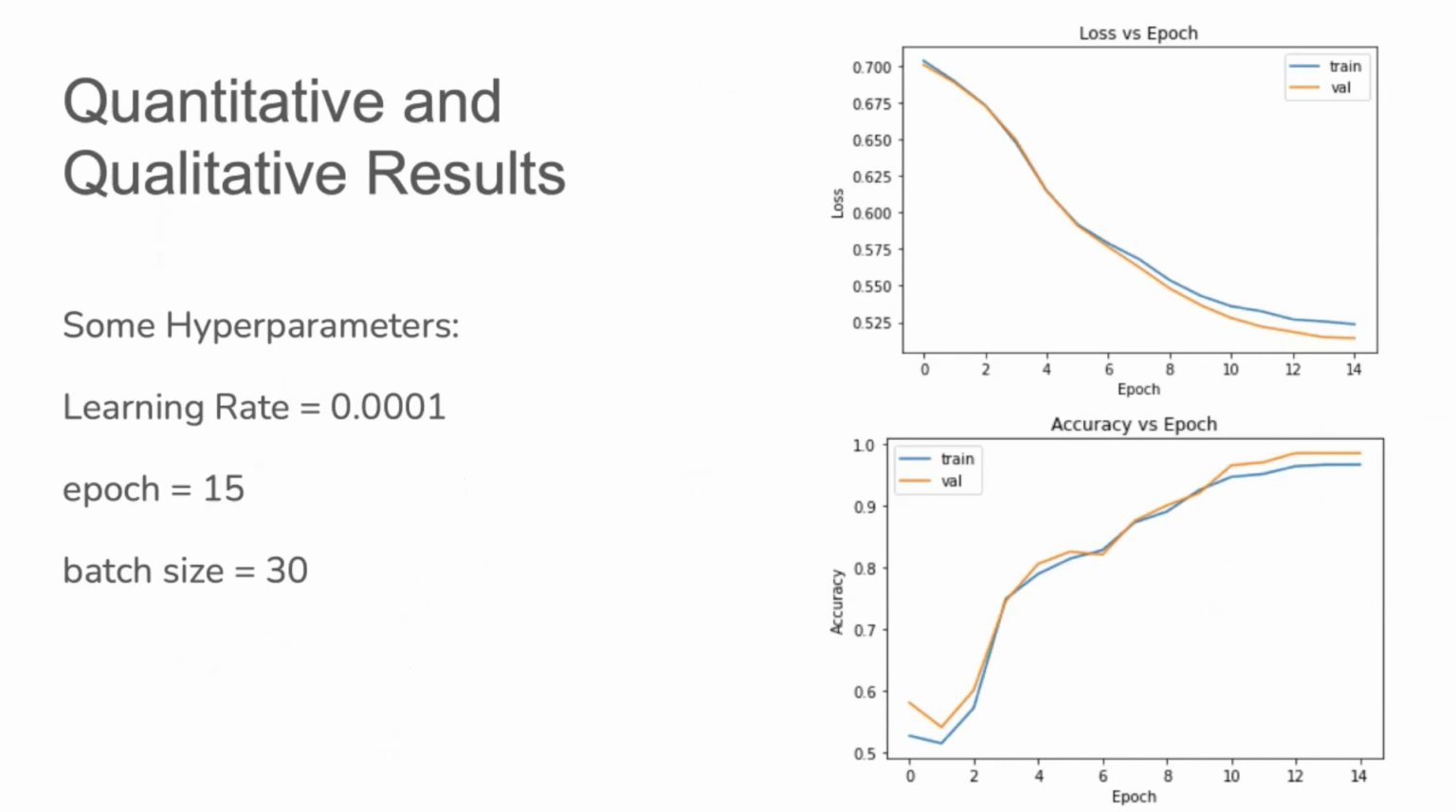So here's a summary of the qualitative and quantitative results we obtained with our best model. On the right-hand side, we have the training and validation loss and accuracy curves. From these plots, we can clearly see that our model is not overfitting or underfitting. And with a batch size of 30 and a learning rate of 0.0001, the model does not have significant improvement after 15 epochs. Next slide, please.